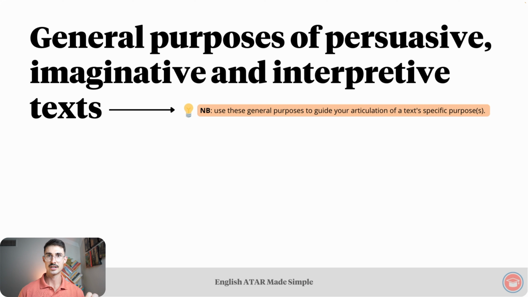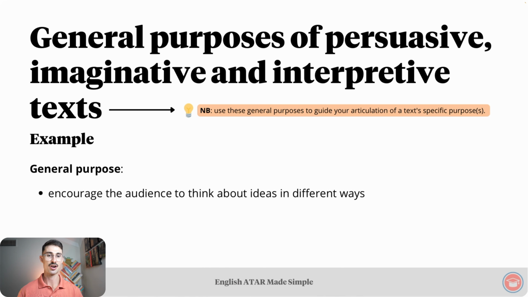Before we move on to audience, I'd like to briefly explain how those tables might be of use to you. And that is, you can use those general purposes to guide your articulation of a text's purpose or purposes. What am I talking about here? One of the general purposes in the purposes of imaginative text table is encourage the audience to think about ideas in different ways. If a question required you to articulate the purpose of a text, if you stated this purpose, the answer would be too general. This is not specific to the purpose of your text.